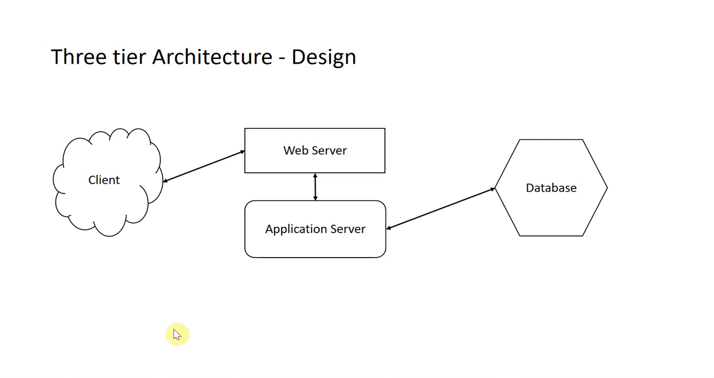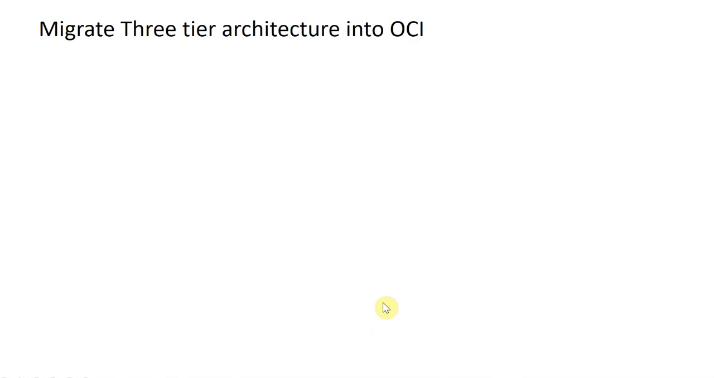First of all, consider this simple diagram: client, which is connecting to the web server, which internally connects to the application server, which does the application logic and connects to the database to retrieve the records. Let's start moving this architecture into OCI.